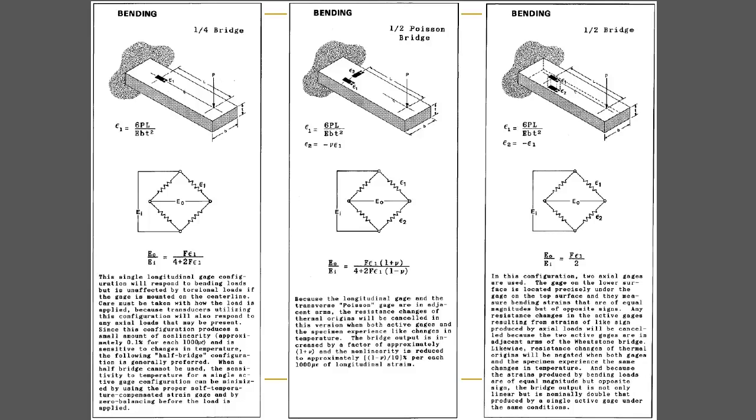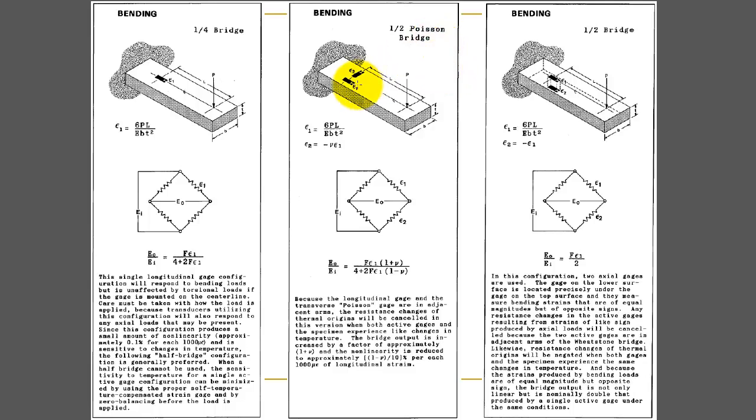Okay, I guess as a good salesman I should say, but wait, there's more at this point. We can continue to explore different ways to position gauges and different numbers of gauges on a specimen to compensate for other effects. And I won't read out all of these to you, but we have different cases of a single bridge, the one that we've been using in bending.